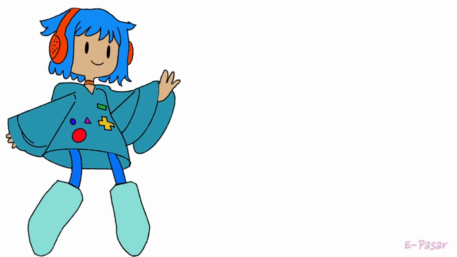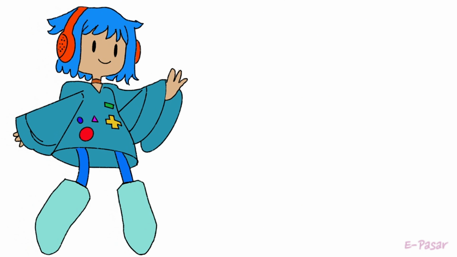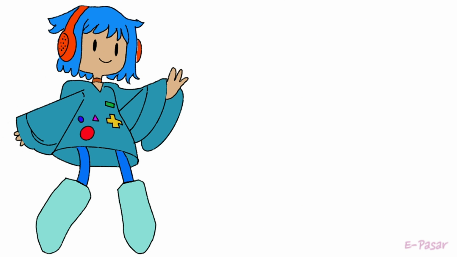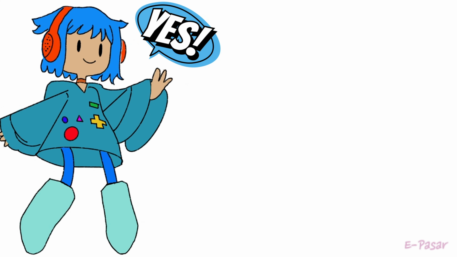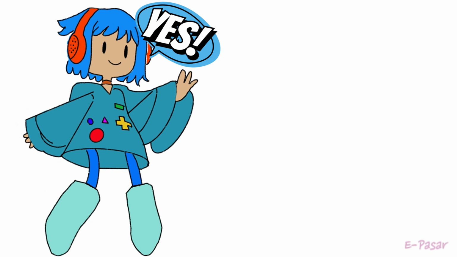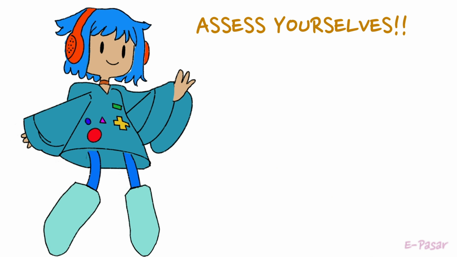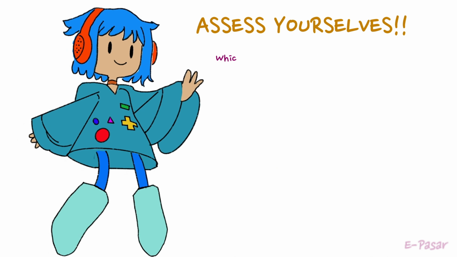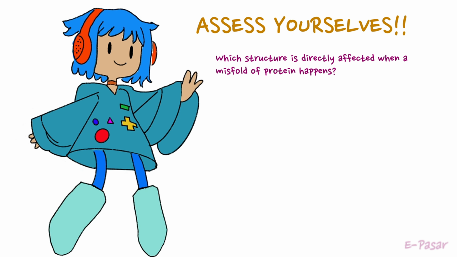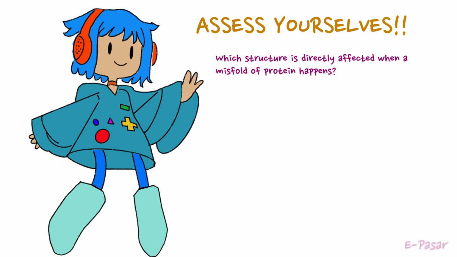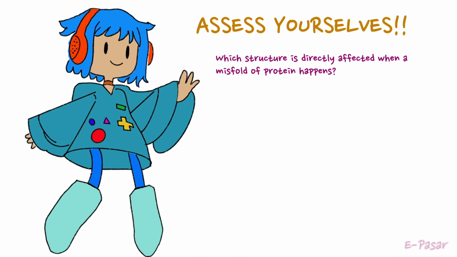Before we let you go, of course, we have to make sure that you have understood the topic. Right, Gim Gim? Now, we will have a short assessment for only a minute and answer the following questions as fast as possible. Number 1. Which structure is directly affected when a misfold of protein happens?